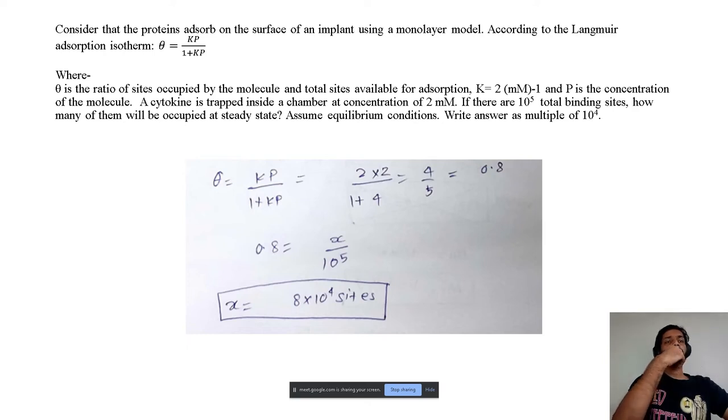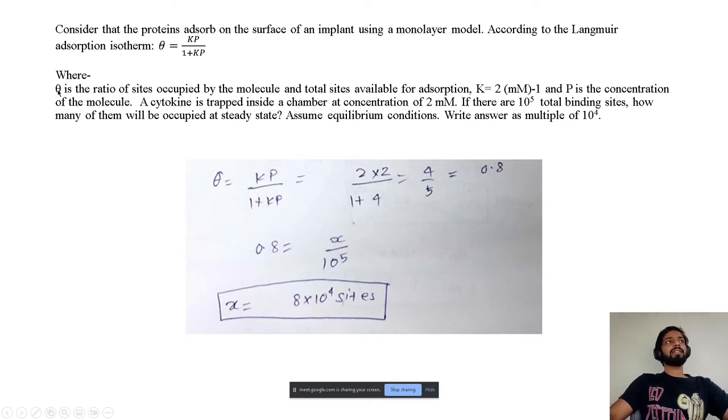If anyone wants me to re-explain the problem, I can do that. Basically, they've given you the Langmuir adsorption isotherm formula where theta is equal to Kp by 1 plus Kp. The values of K and P are given, so you know what theta is. Substituting, 2 into 2 by 1 plus 2 into 2, you get 4 by 5, or 0.8. Now they're saying there are a total of 10 to the power 5 binding sites, and they're asking you to find out how many will be occupied at steady state.